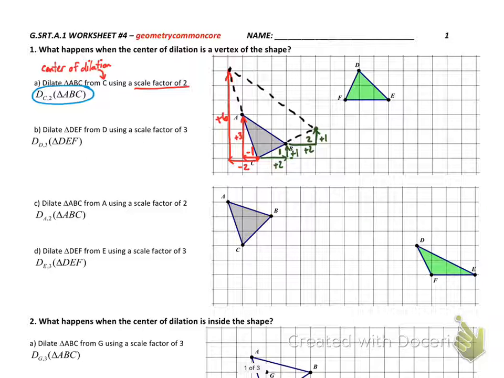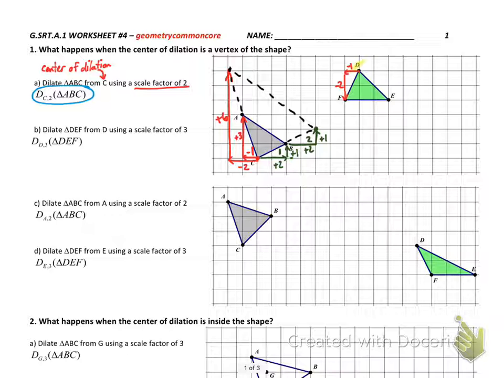All right, so part B, I'm going to be dilating from D, and I'll kind of highlight that over here. I know you guys don't have highlighters, but I just highlighted point D on the graph itself. I've got a scale factor of 3 this time, so I'm going to triple my movement. So from D to F, left 1, down 2, and again, I'm thinking positive and negative movement. So negative 1 in the X direction, negative 2 in the Y direction. So now I want to triple that.